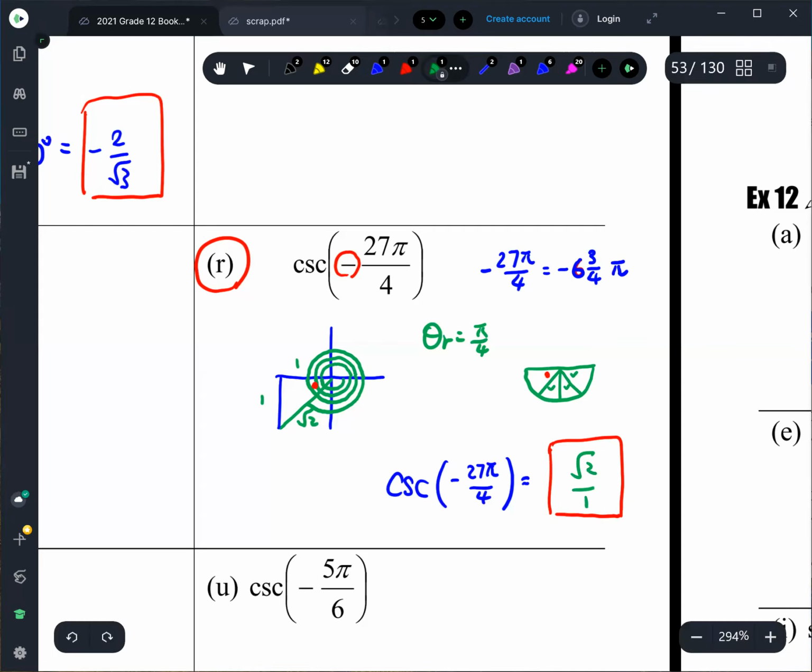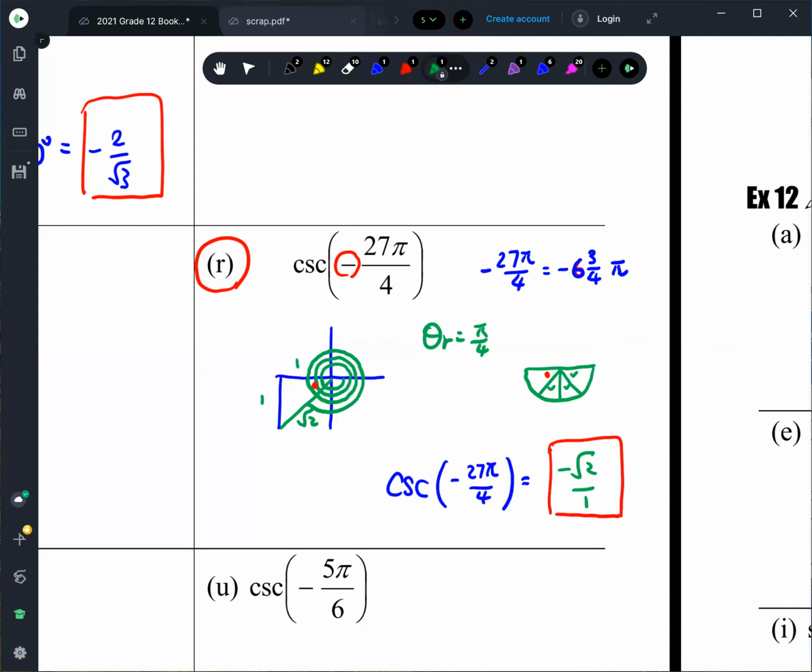Okay, and then we need to check the sign, right? So Daniel, what's the sign for this one? Positive or negative? Negative. Yeah, cosecant should be negative in the third quadrant. So your final answer is just negative root 2.